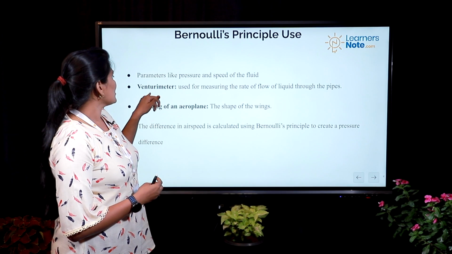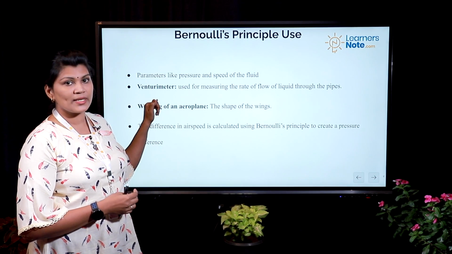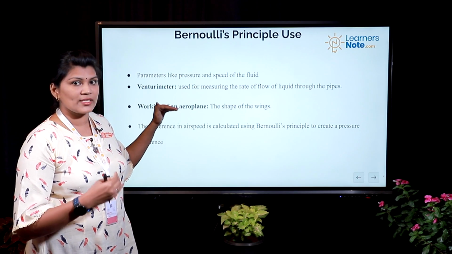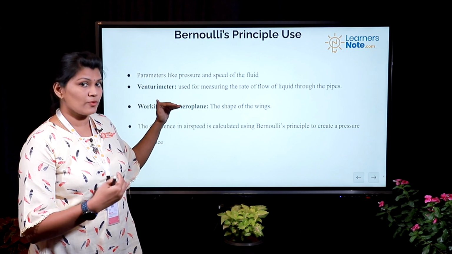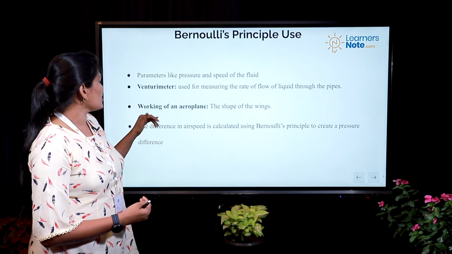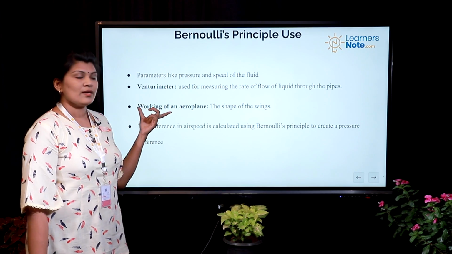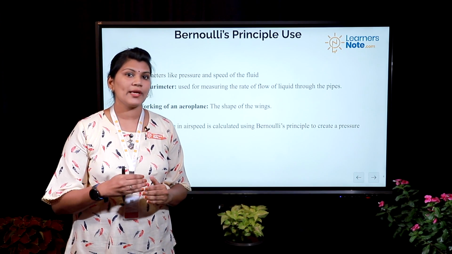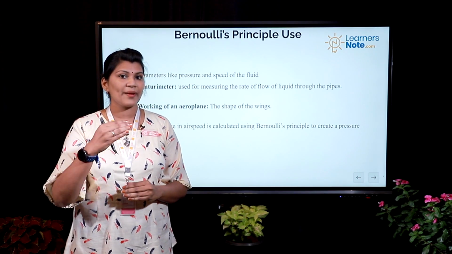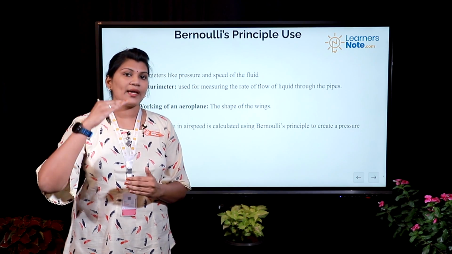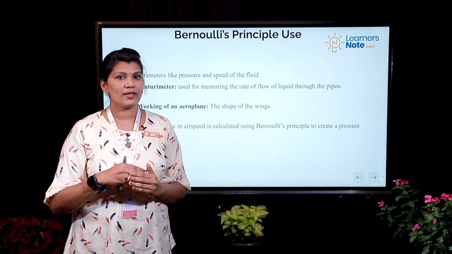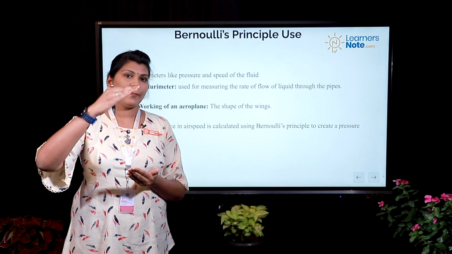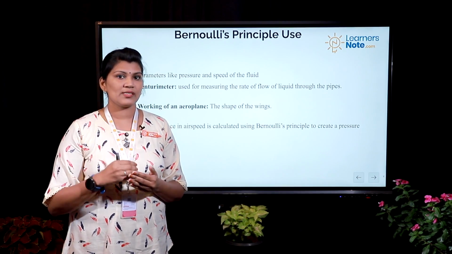Again, it can be used in the Venturimeter. A Venturimeter is used for measuring the rate of flow, that is the flow rate, the speed with which a fluid is flowing. Then the next one, it is used for finding the shape of an aeroplane's wings. The shape of an aeroplane's wings depends upon the pressure difference between the upper and lower levels of the wing. So Bernoulli's theorem helps to find the pressure difference between the upper and lower level of the wings.